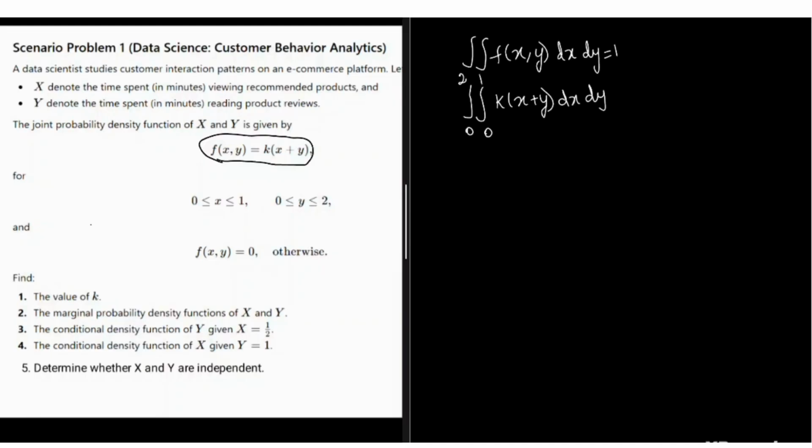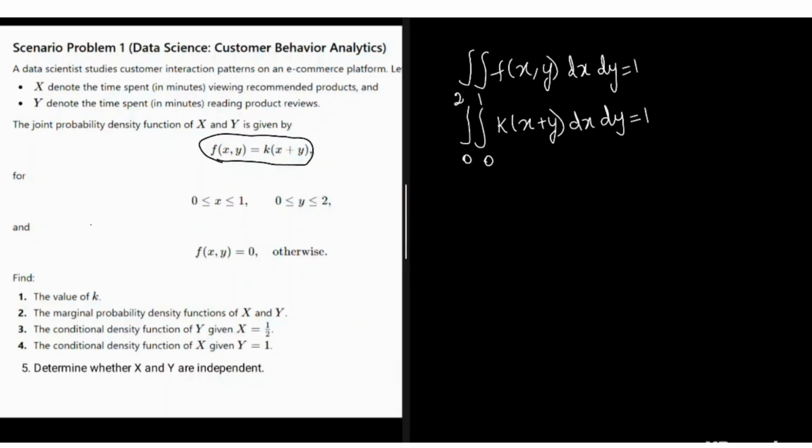Now we have to do normal integration and equate it to 1. We do the inner integration first, and the outer limit will stay as it is. k is a constant that can be taken outside. With limits 0 to 1, you have x plus y into dx. The integral of x with respect to x is x square by 2, and for the next term, y is treated as a constant when integrating with respect to x, so the integral of y would be y into x. Now we have done the integration with respect to x, so we apply the limits. Now you have the outer dy, and it should be equated to 1.